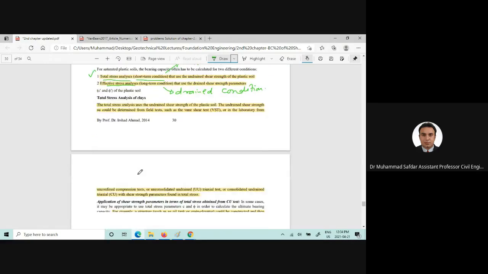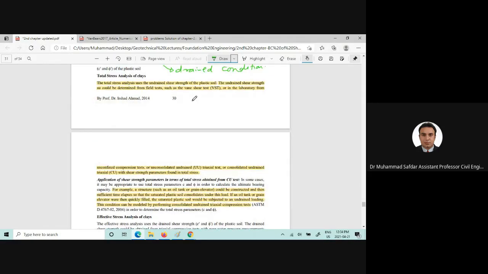Now for total stress analysis, we need to find out the undrained shear strength of the soil or of the clays, and for that purpose we need to perform the vane shear test, the unconfined compression test, the unconsolidated undrained test, or we can also perform the consolidated undrained test, as Ashad mentioned in our earlier discussion. So these shear strength parameters are known as the total strength parameters.